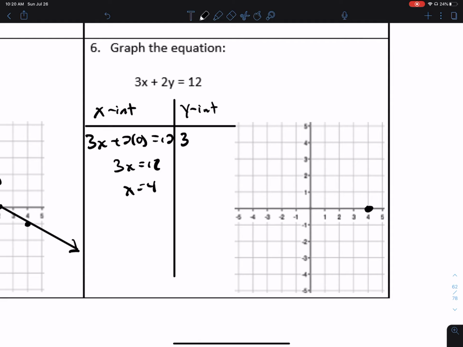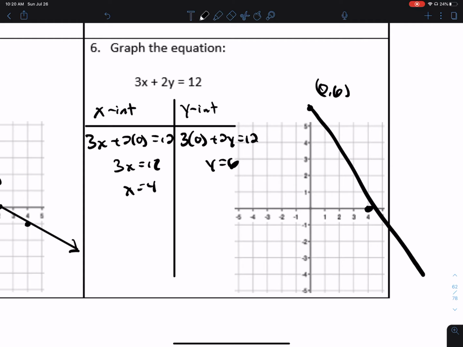To find the y-intercept, you put 0 in for x, and you get y is 6. This crosses the y-axis at 6. Please label the y-intercept. Connect your points with your company-issued straight edge.